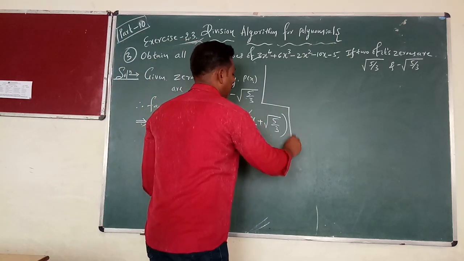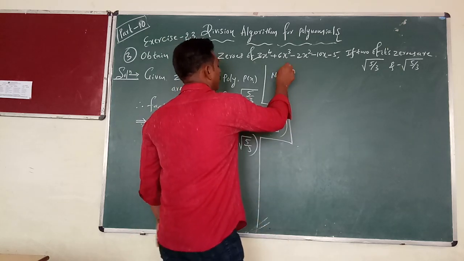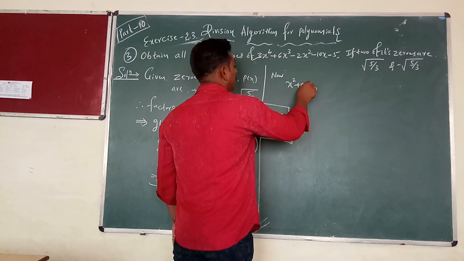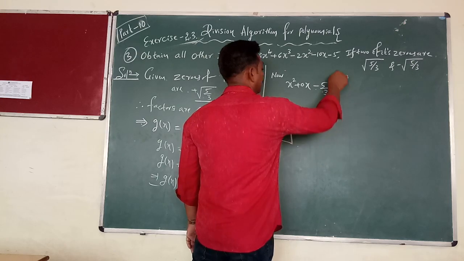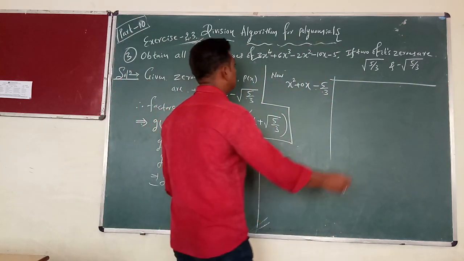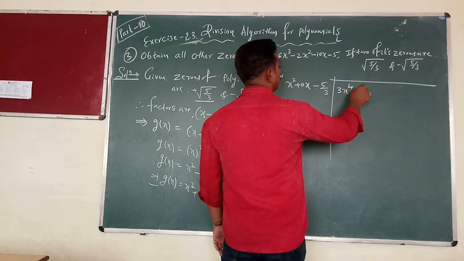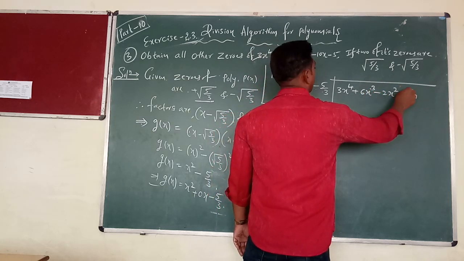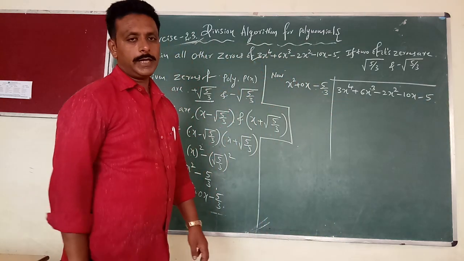So this implies I am going to divide now. So this is g of x, x square plus 0x minus 5 by 3. इससे I am going to divide the given polynomial is 3x raised to 4 plus 6x cube minus 2x square minus 10x minus 5. Clear?